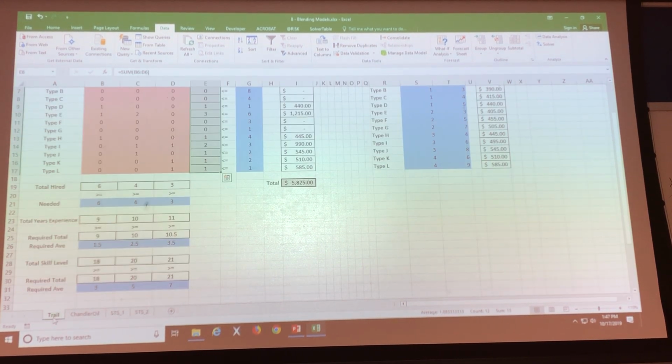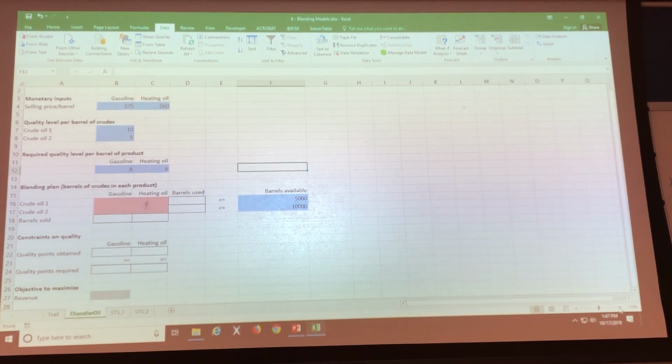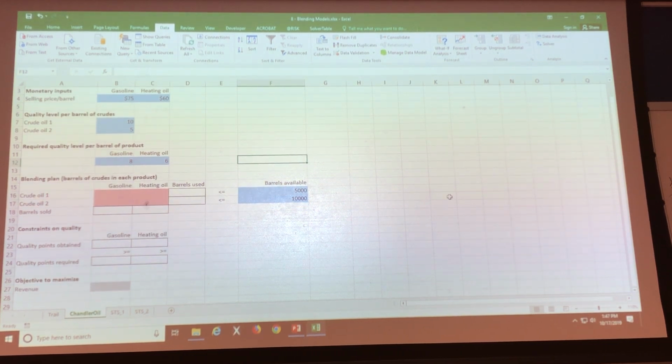Okay. To continue with the understanding of blending, not just these solver tables, we take a different turn with Chandler Oil, a very traditional looking one, a lot more conventional looking model. I think it helps solidify what it is you're looking at when you're doing blending. It's also really small, and so it'll help us with some of the results being more or less intuitive and easy to spot check things and say, oh, I think that this makes sense.